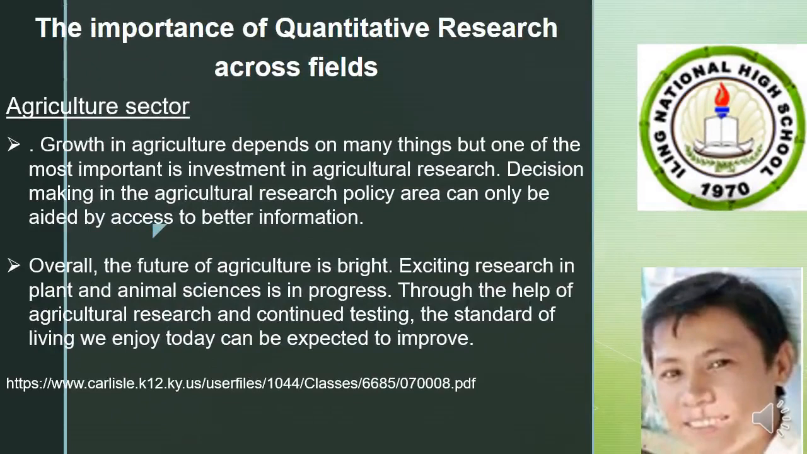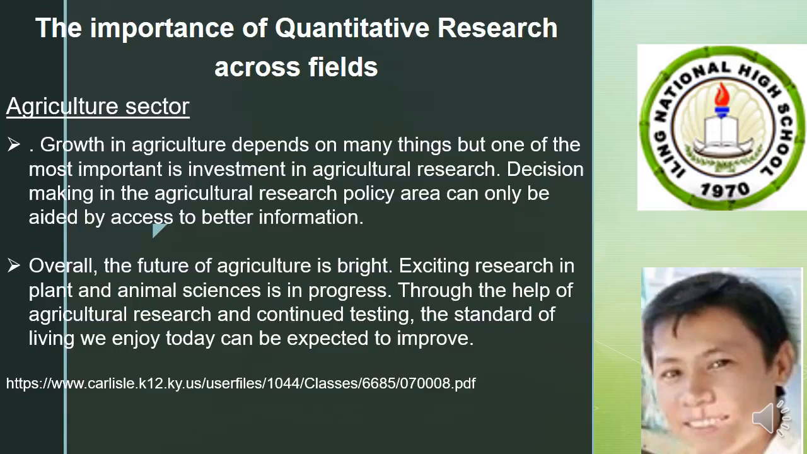Then sa agriculture sector, growth in agriculture depends on many things, but one of the most important is investment in agricultural resource. Napakadami mga agricultural resource din na kinakailangan natin, lalo sa atin din sa ating bansa na medyo napag-iiwanan tayo when it comes to technology. So kinakailangan natin ng more on research, no, using quantity. Of course, most of the time quantitative research is used in agricultural research. Decision making in the agricultural research policy area can only be aided by access to better information.